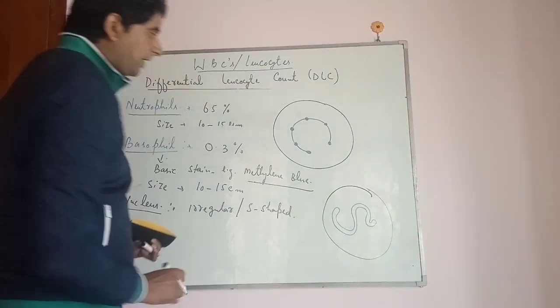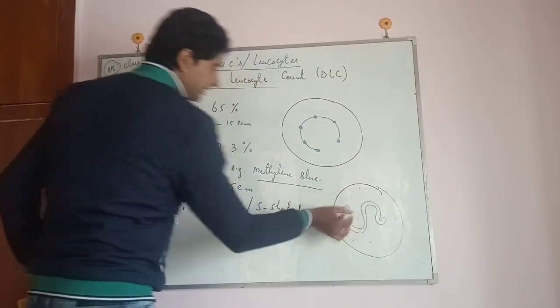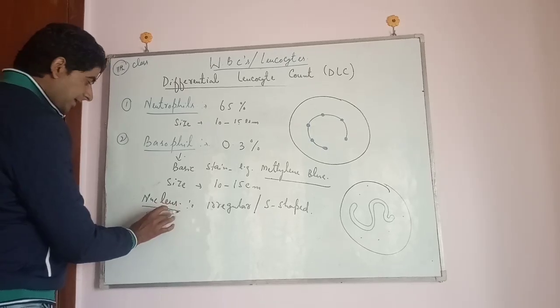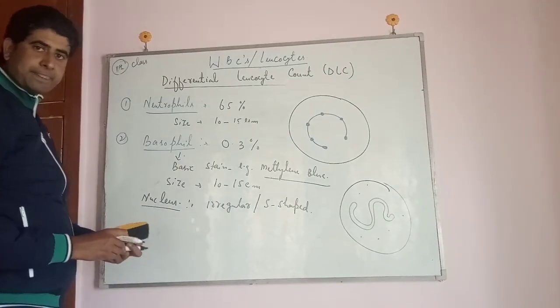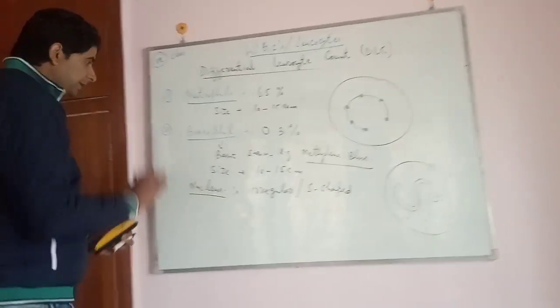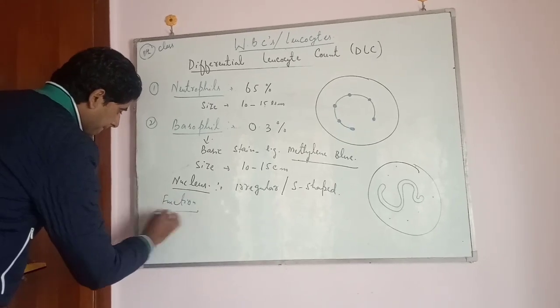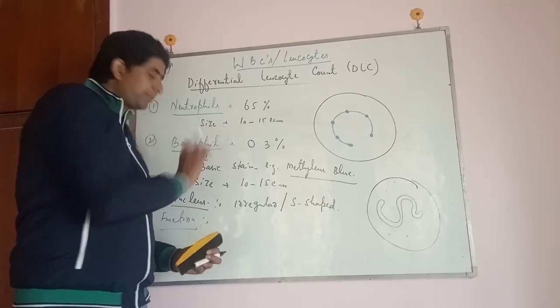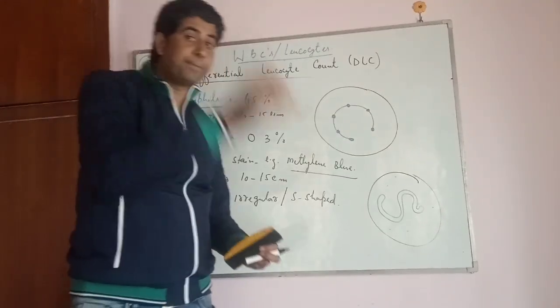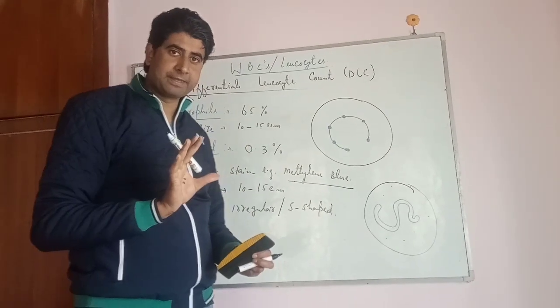So this is the shape of the nucleus in case of basophils. Here the nucleus is irregular or somewhat S-shaped. But their main function is, these basophils resemble the mast cells of connective tissue, which you people have already studied.